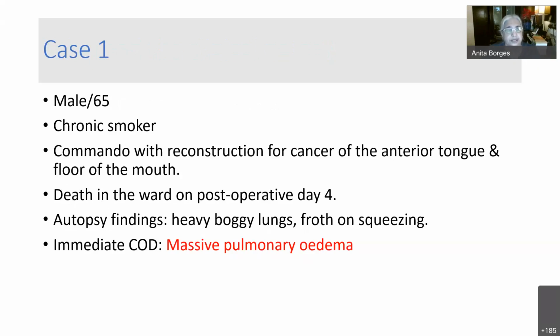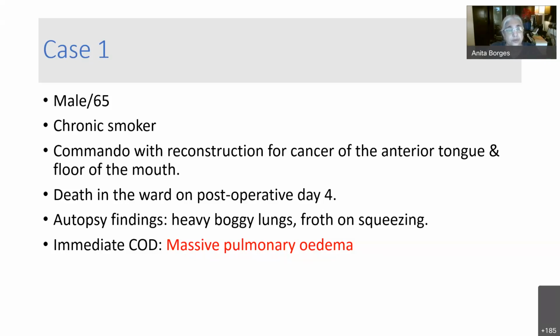It is a male who is 65, a chronic smoker, who had cancer of the anterior tongue and the floor of the mouth, for which he had a big operation, a commando operation with reconstruction. So he had half his face removed along with the tongue, etc., and it was beautifully reconstructed. Now, he died in the ward on post-operative day 4. And this being a post-operative death, and they didn't seem to have a reason as to why this man had died, they asked for an autopsy.